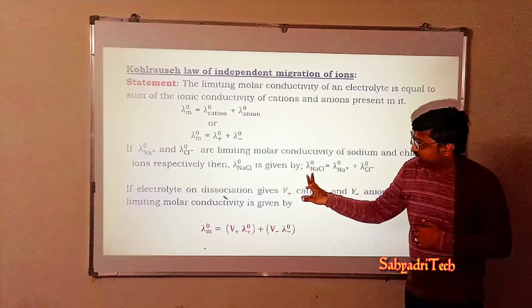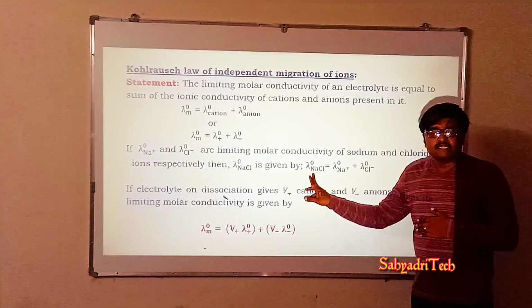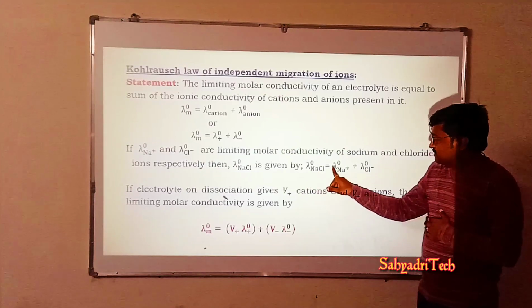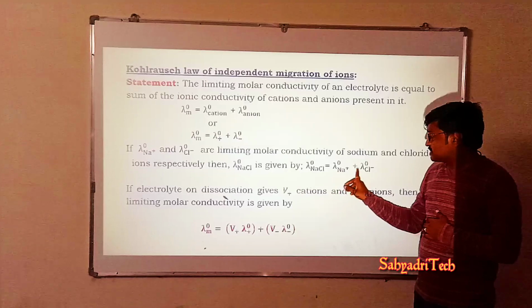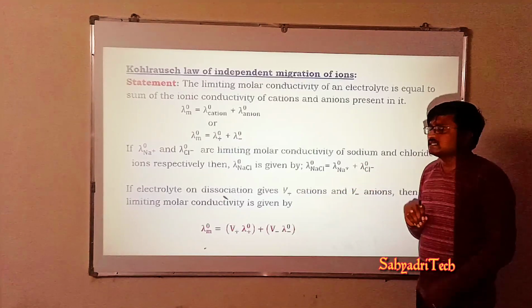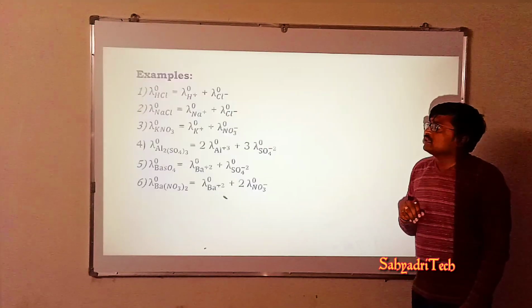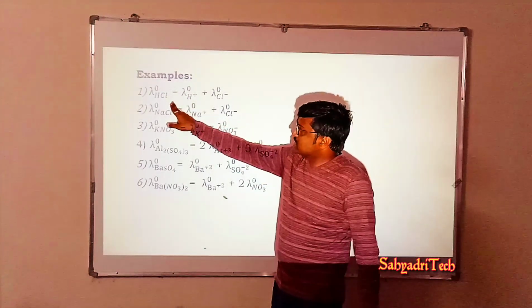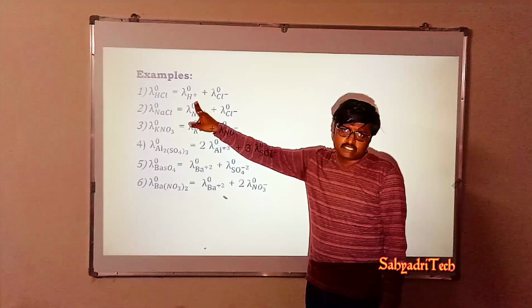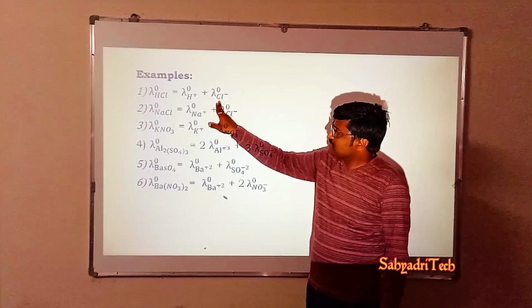There is only one cation, Na plus, and only one anion. Therefore, it is understood as 1 into lambda naught of Na plus, plus 1 into lambda naught of Cl minus. Similarly, looking at some other examples, lambda naught of HCl is equal to lambda naught of H plus plus lambda naught of Cl minus.